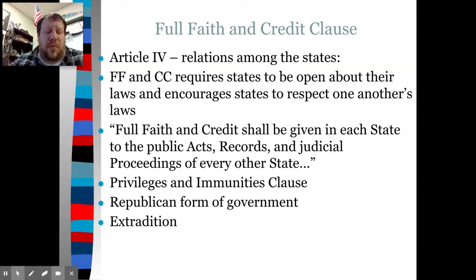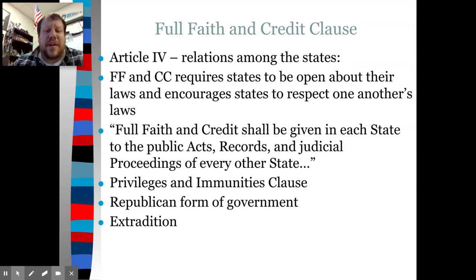Gay marriage used to be a big topic in this one, in that some states allowed same-sex marriages and some states didn't. But that's where the full faith and credit clause comes in, where it says that every state must respect the public acts, records, and judicial proceedings of every other state. So basically, if you get married in one state, you have to recognize it in another state. If you get divorced in one state, you recognize it in the other states, all that kind of stuff.